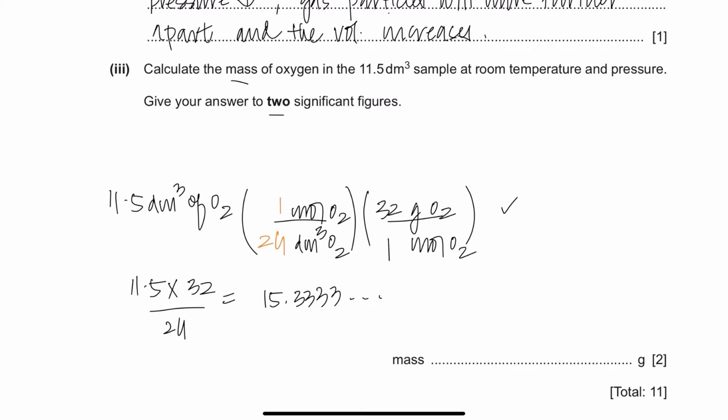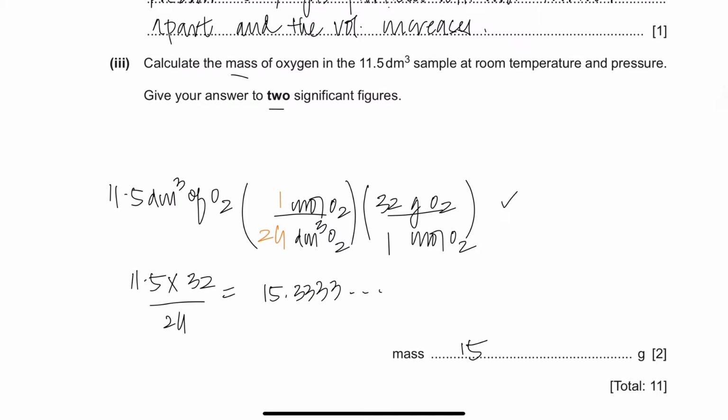So what are 2 significant figures? 1 and that's 2 significant. If it said 3, it would be 15.3, if 4, 15.33. So 15 is going to be your answer in significant figures. For example, what if this answer would have been like 15.999? What would 2 significant figures be? This 9 would have rounded off, and it would be 16. So just be careful with significant figures.